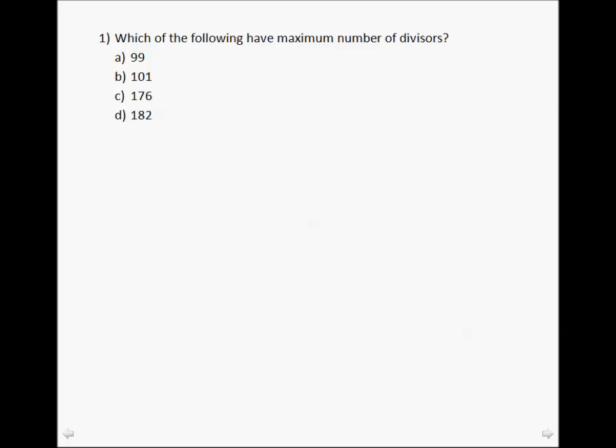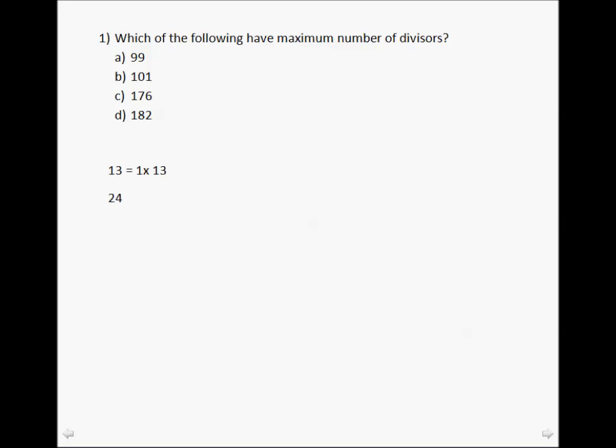So our first problem says, which of the following have maximum number of divisors? What do we mean by maximum number of divisors? It means nothing but maximum number of factors, right? Because only factors can divide a particular number, right? So let's see how to find the number of factors. Let's take a prime number 13. We know it has only two factors, which is 1 into 13. So the number of factors would be 2 only.